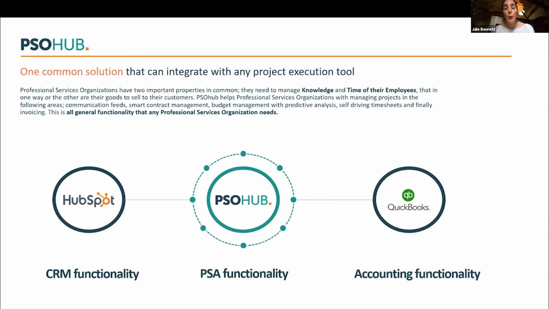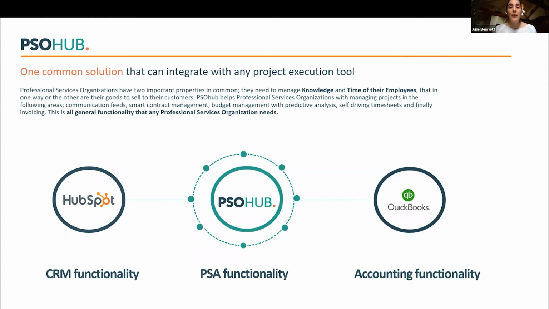Of course, PSOhub integrates with HubSpot, and by doing so, it allows you to promote a deal into a project. All activities that you have within the PSOhub project are then posted back into HubSpot. Your contacts and your companies that you see in HubSpot also follow in PSOhub, so you don't have to do that entry twice. This is basically the hub principle behind PSOhub, between your CRM functionality and your accounting functionality.